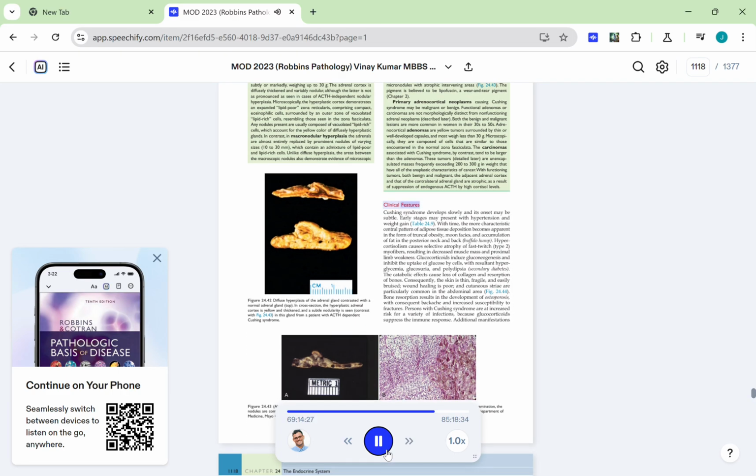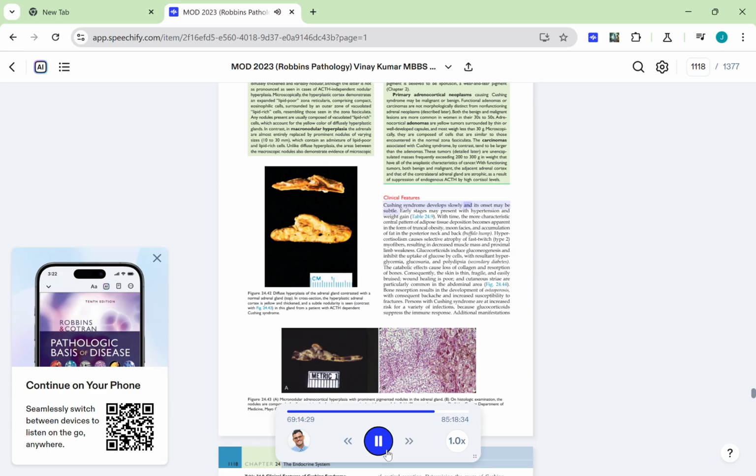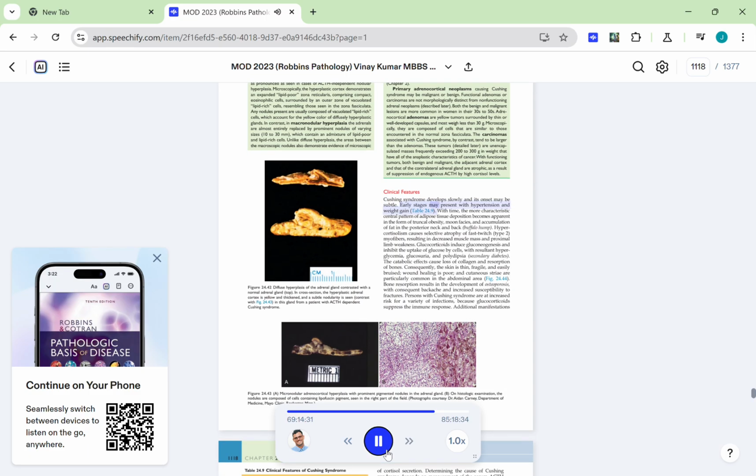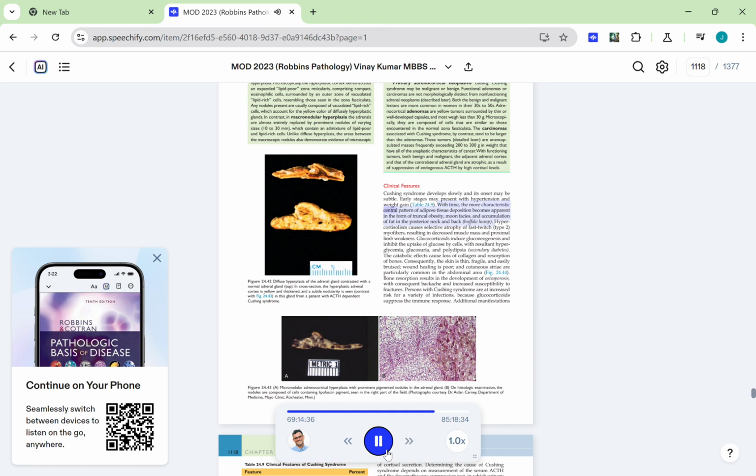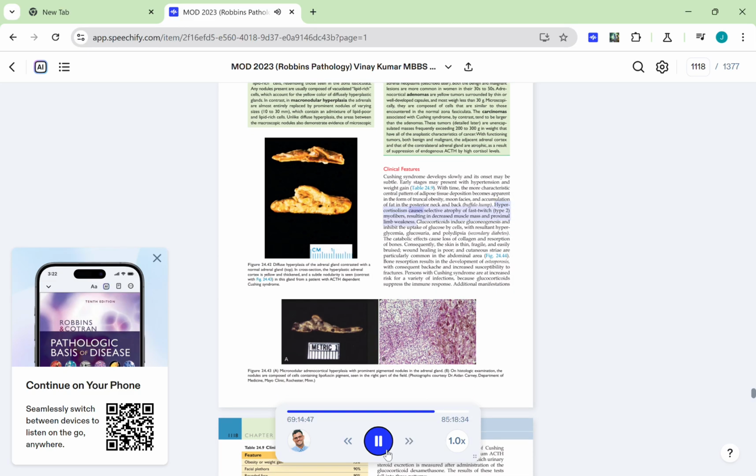Clinical features. Cushing syndrome develops slowly and its onset may be subtle. Early stages may present with hypertension and weight gain. With time, the more characteristic central pattern of adipose tissue deposition becomes apparent in the form of truncal obesity, moon facies, and accumulation of fat in the posterior neck and back. Hypercortisolism causes selective atrophy of fast-twitch myofibers, resulting in decreased muscle mass and proximal limb weakness.